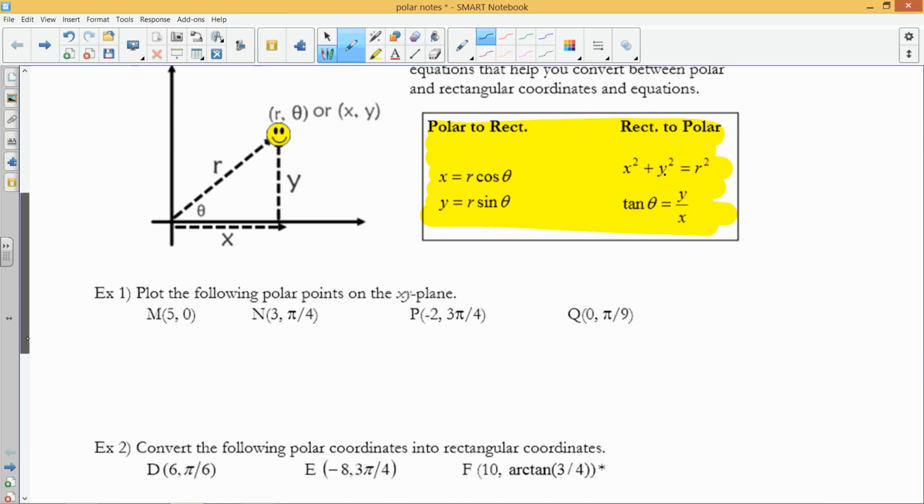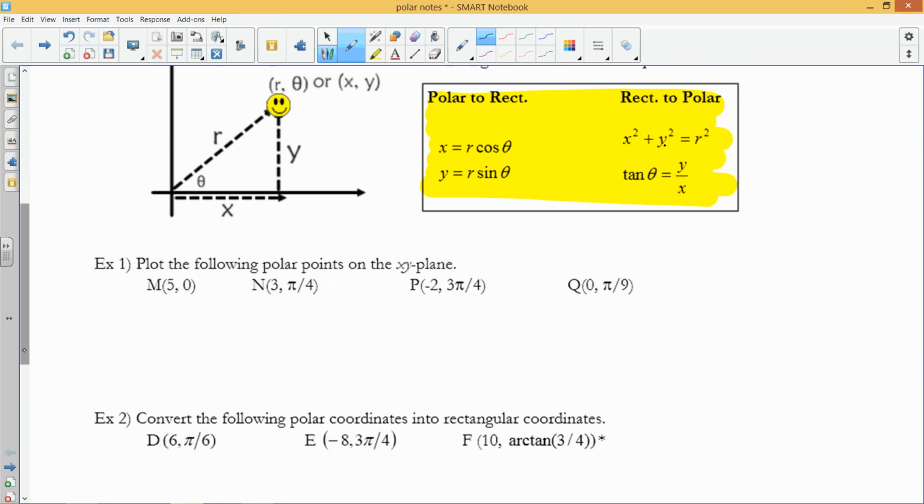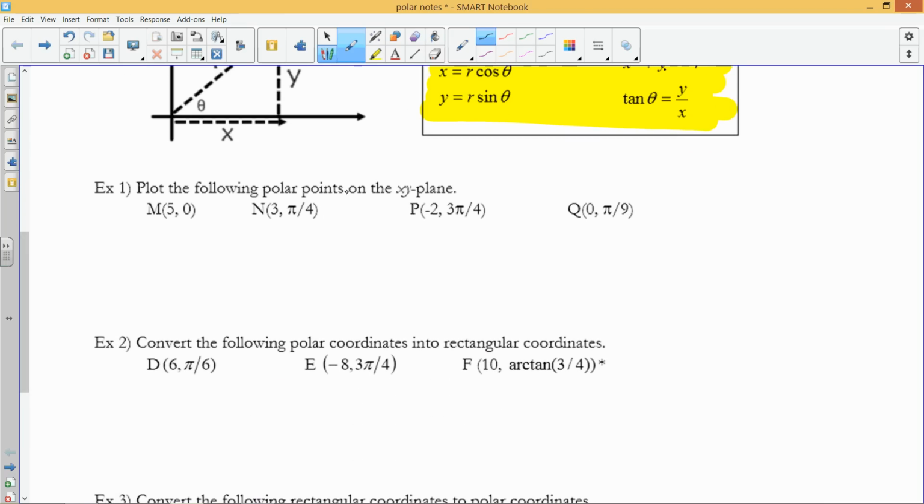All right, so coming on down here, let's start talking about plotting points and converting points. If you want to plot the following polar points in the xy plane, I know that this is r and that's theta. So I need to go 5 units from the origin, 0 degrees from the positive x-axis. That would be the point (5, 0) in polar, and actually in this case, it's also (5, 0) in rectangular coordinates. (3, 3 pi over 4): 3 units out from the origin, pi over 4 around, which is 45 degrees, puts me right here.